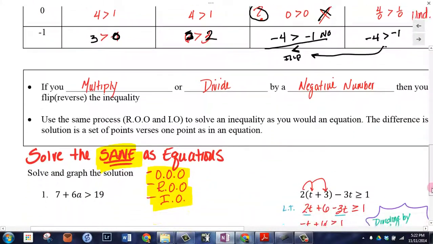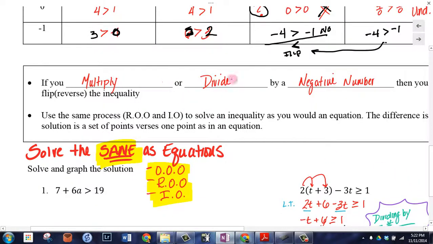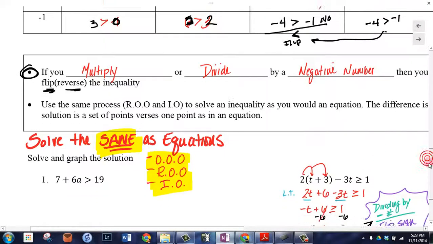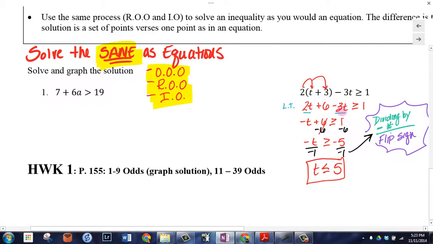And that's a rule. Okay, so that was a quick way to get to, if you multiply or divide by a negative number, then you have to flip or reverse that inequality sign, whatever it happens to be. So what we learned was solving these inequalities is the same as solving equations, except for this rule here. If we multiply or divide by a negative. All right, so let's put that into application and try it on a problem.